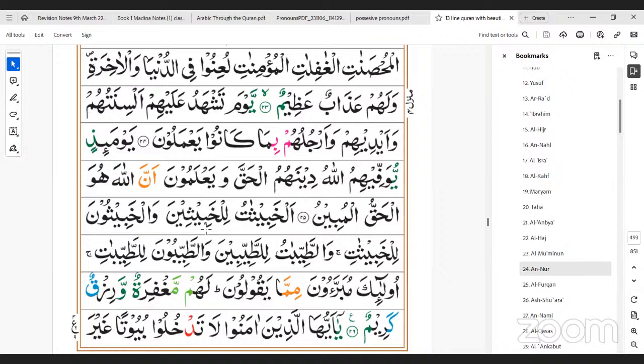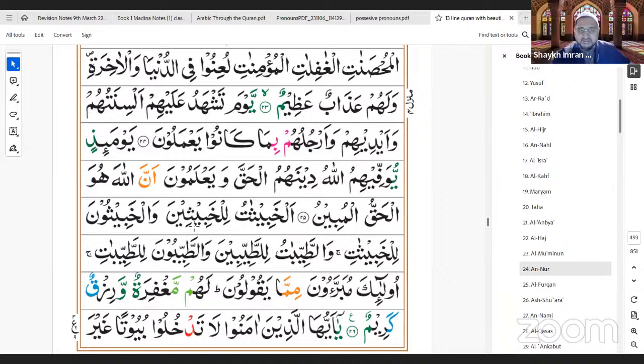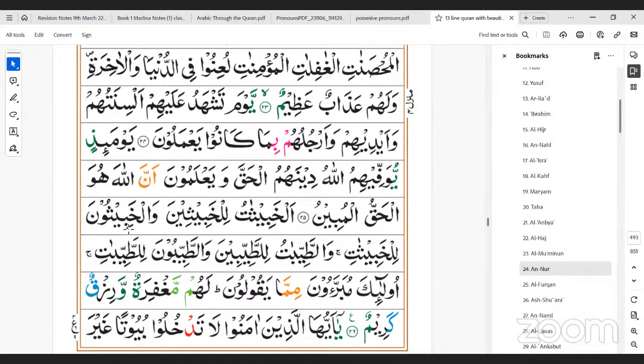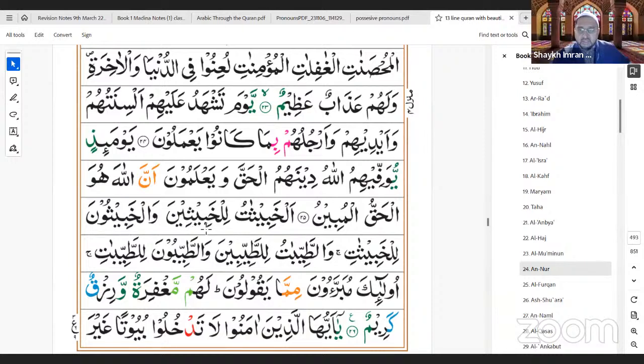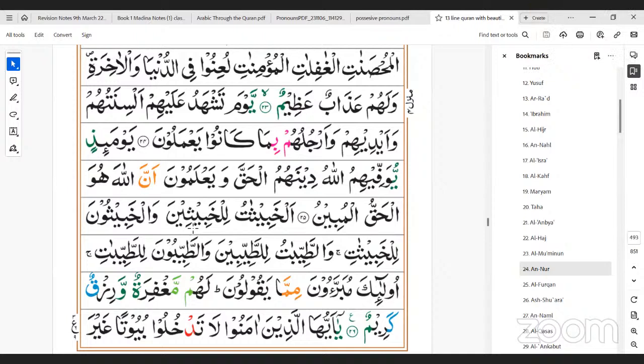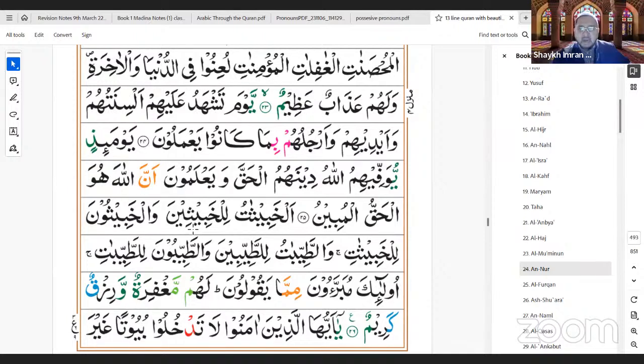Al-khabithuna. Why? Where is your proof? Because you are taking away the li. So the question is, why al-khabithuna and lil-khabithina? What type of noun did I mention this is? It's a sound masculine plural.